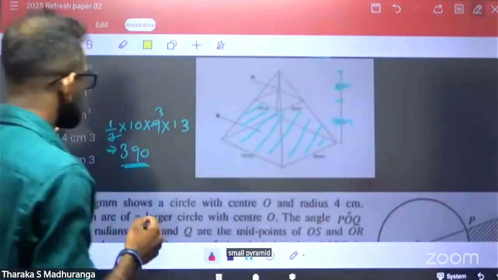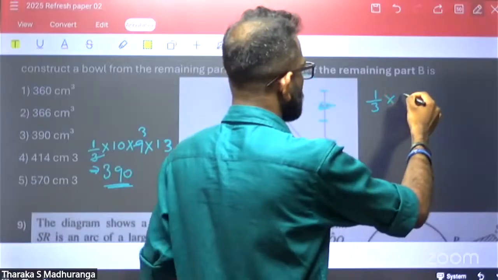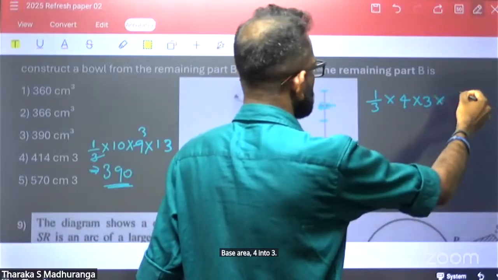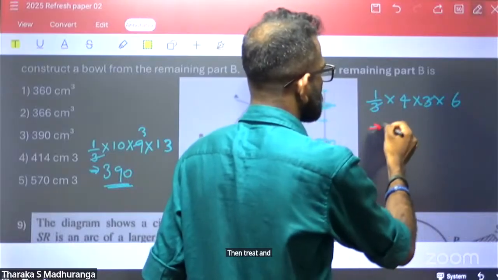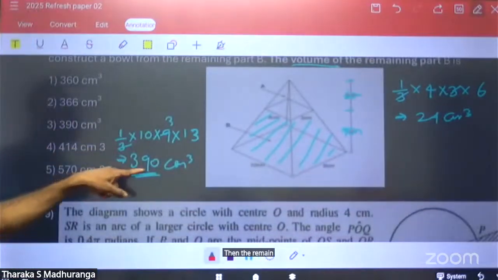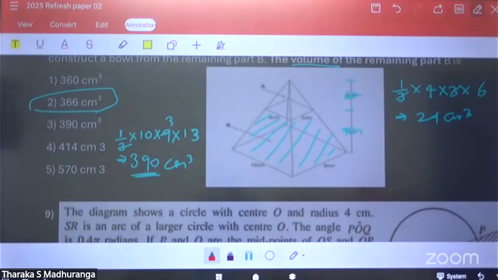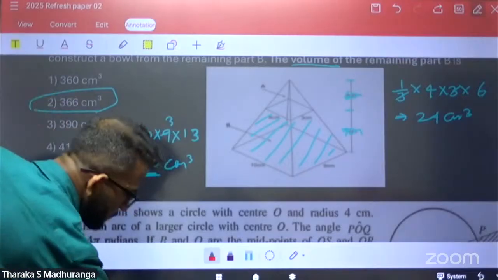Small pyramid volume: one third base area, 4 into 3, multiplied with 6. Then 3 and 3 cancel out. It is 24 cubic centimeter. Then the remaining part is 390 minus 24, which is 366. Answer number 2.